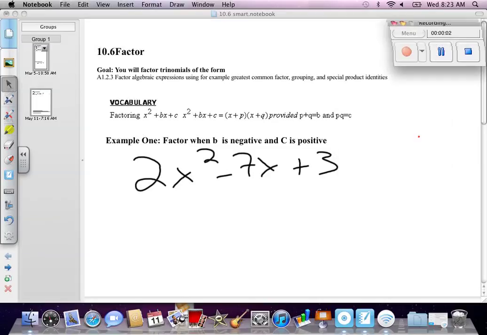Okay, ladies and gentlemen, we're doing factoring. Again, we're doing factoring with a number in front of the x squared. So it's going to be a little more guess and check, a little more maybe doing the problem wrong once before you get it right.